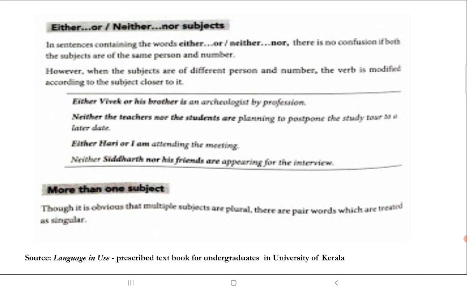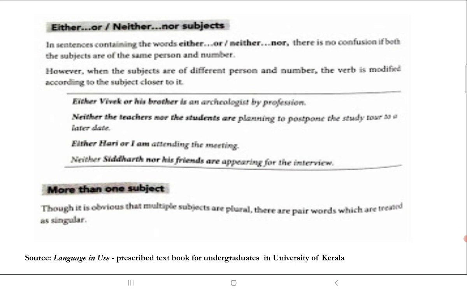Either Vivek or his brother is an archaeologist by profession. So now you got it. Either Vivek or his brother is an archaeologist. So two people, but you can see the verb is modified according to the subject closer to it. His brother is an archaeologist by profession. Neither the teachers nor the students are planning to postpone the study tour to a later date. So here the teachers and the students are plural, so are planning to postpone the study tour to a later date.